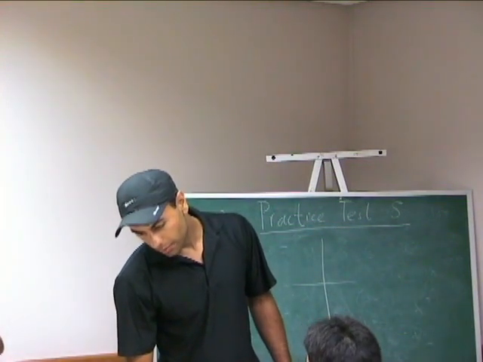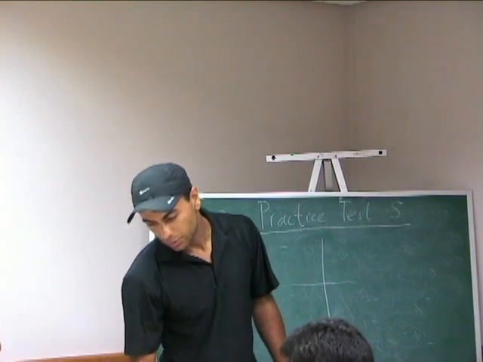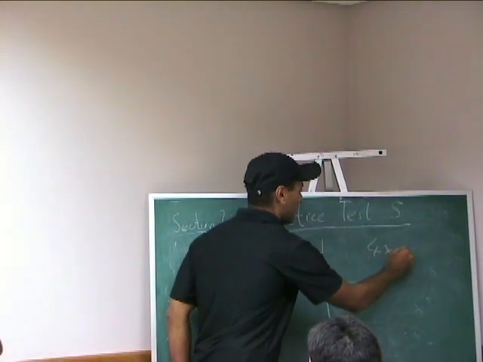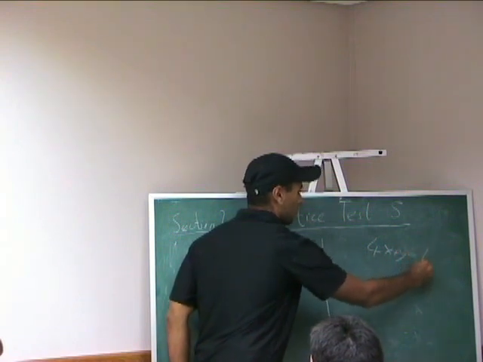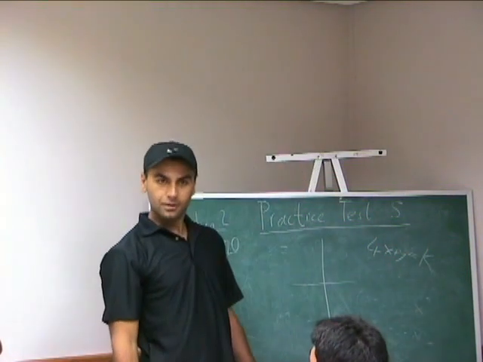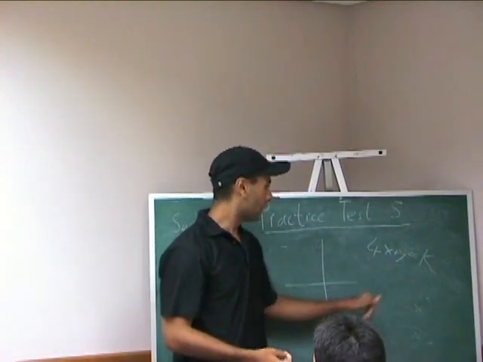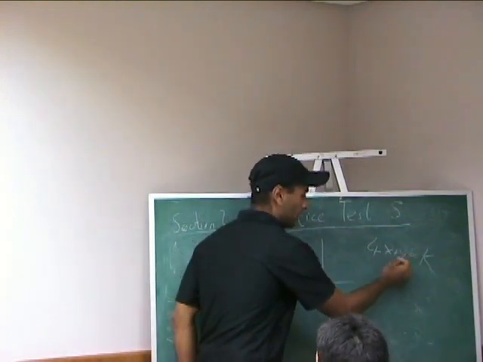So line L passes through the origin and is perpendicular to the line 4x plus y equals k. So we'll just write 4x plus y equals k. Can we draw this line out? You should have k. Oh no, you can't.